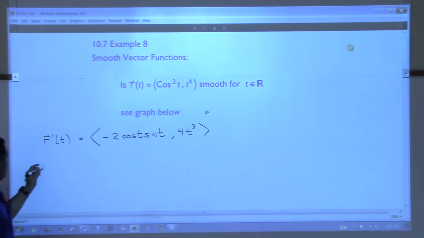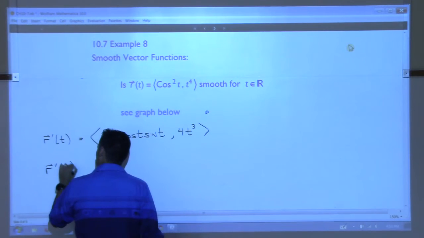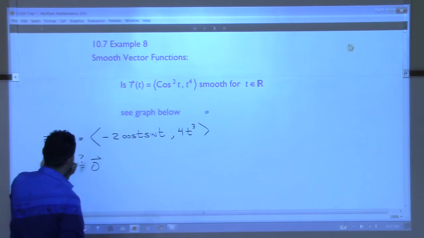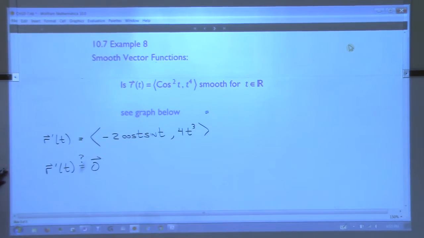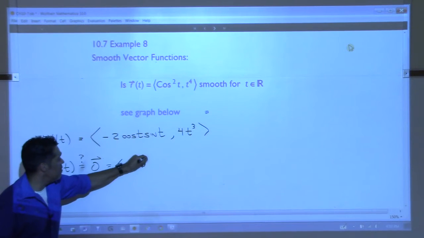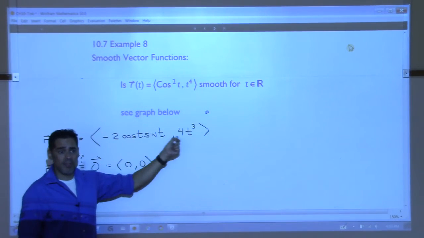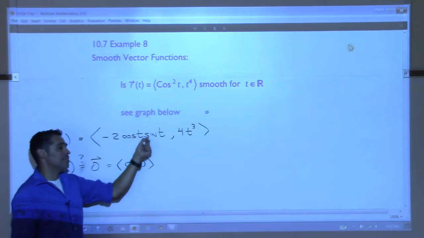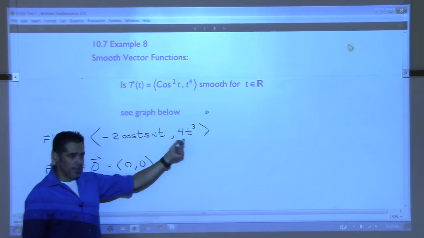Now, the next question is: is this derivative ever equal to the 0 vector? Is there a value of t that I could plug in that would give me the 0 vector? What value of t? 0, right? Is that the only value of t that would give me the 0 vector? Remember, the 0 vector, in this case, because it's two-dimensional, would have to be 0, comma 0, right? So you need both components 0 at the same time. So the only way to make that one 0 is if t is 0. There's an infinite number of ways to make that 0, but there's only one that makes them both 0 at the same time.